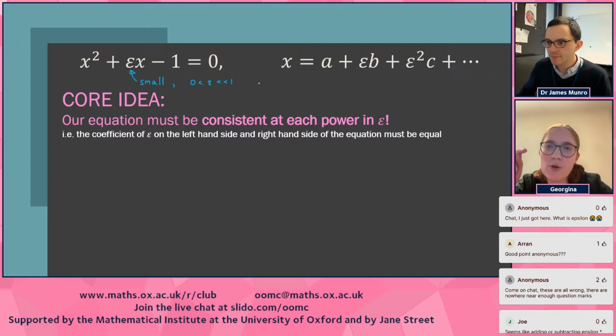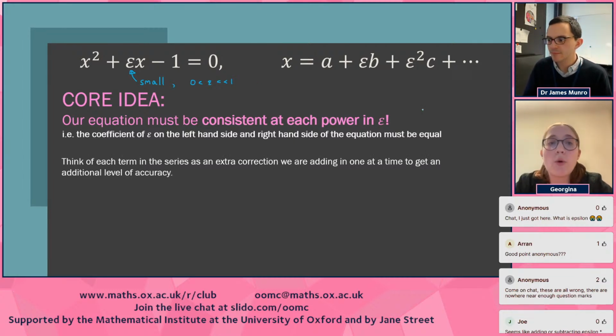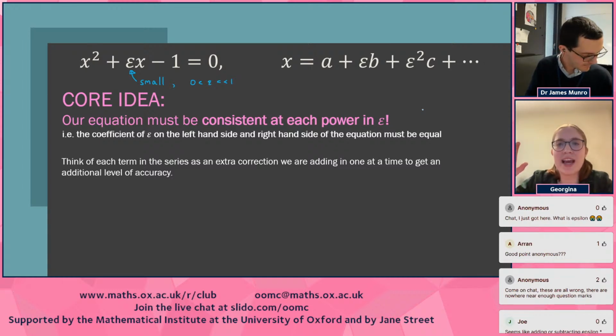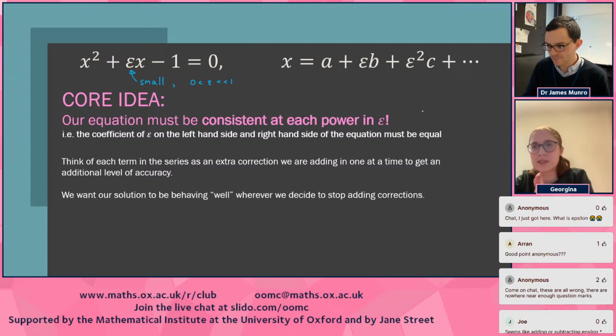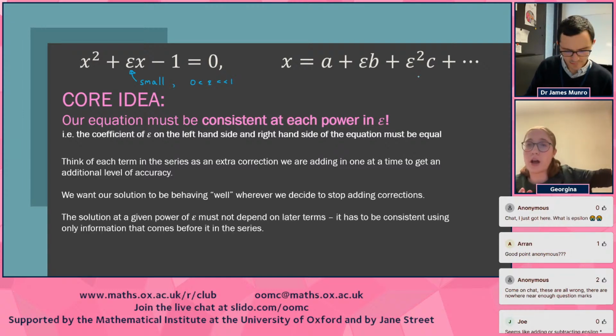But each level of adding in an epsilon is another level of correction. So let's say A is level 1, B is level 2, C is level 3. We can't have our answer at level 3 depending on the result for level 4 because we don't need to make that correction. We can stop at level 3. So similarly, our equations for B can't depend on our equations for C. They can depend on our equations for A, so we can depend on the level above in our series, but they can't depend on the level below.